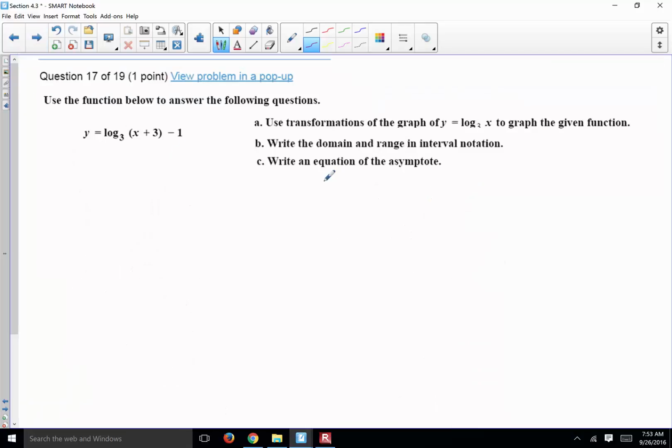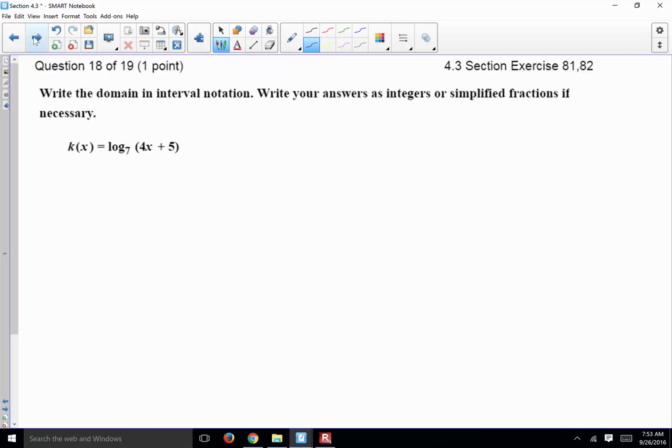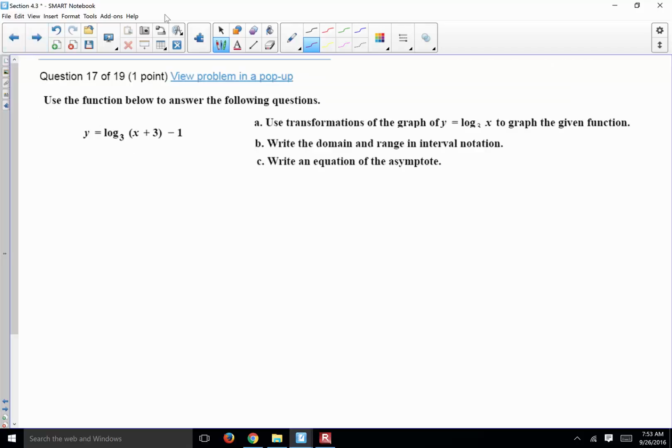I think we finished. Have we finished this? We were about to, right? We didn't write the domain and range, did we? No? Okay, so why don't we transform log base 3 of x and sketch this. We already did this part, I believe, but let's do this quickly.